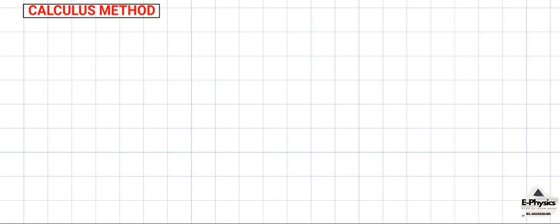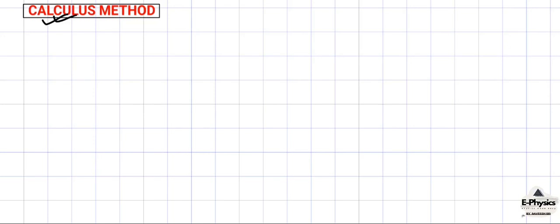Students, in the previous two videos we have derived the equations of motions. In the first video we derived the equations of motions algebraically. In the second video we derived the equations of motions graphically. And here we will be discussing the equations of motion by the calculus method. Now, this calculus method is important for the class 11th pointer.